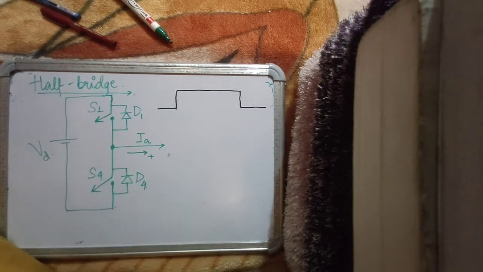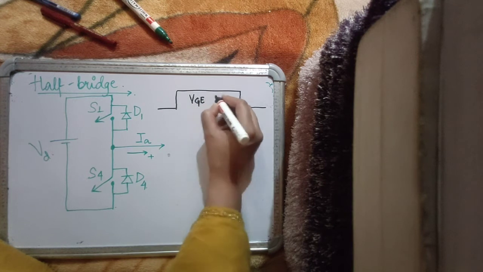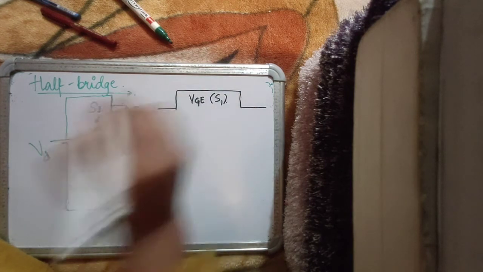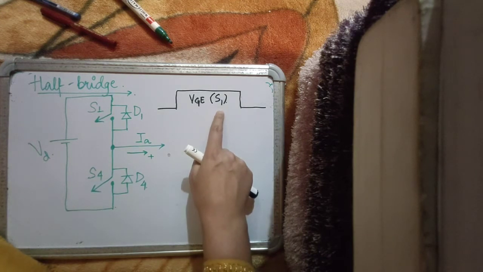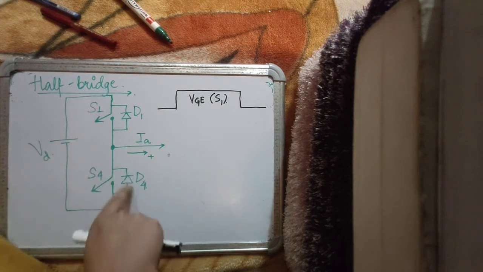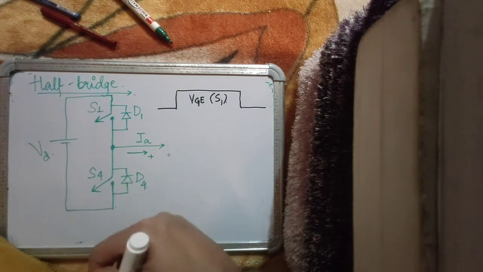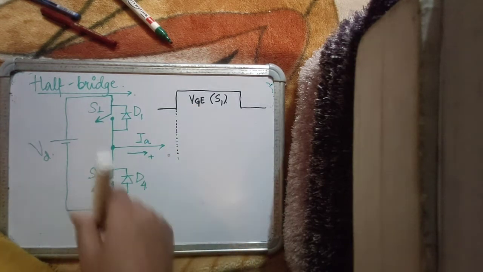Let's see the behavior of S1 while turning on. So this is the pulse that I have given between the gate emitter terminals of S1. As soon as I gave a pulse to S1, S1 will start conducting. But before that, it was D4 that was conducting this positive current, because I'm assuming a constant current for now. So obviously this current was being carried by D4 before I gave a pulse to S1.